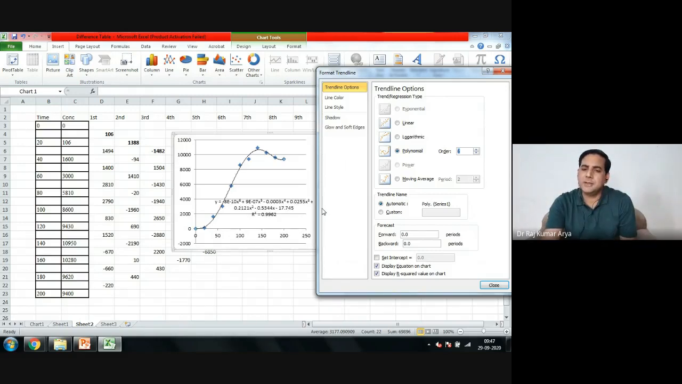You can do 7 or 6 as well, because MATLAB can go to 10 to the power 14, polynomial order 14 also. Excel cannot go beyond 6, so it will always cap at 6. But by sixth order, your fit is quite good actually.